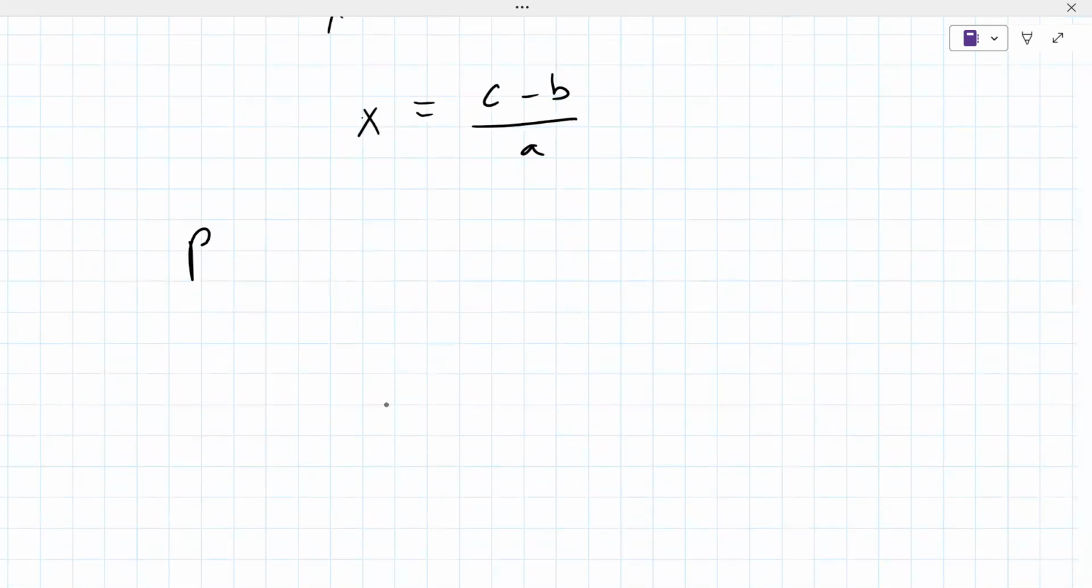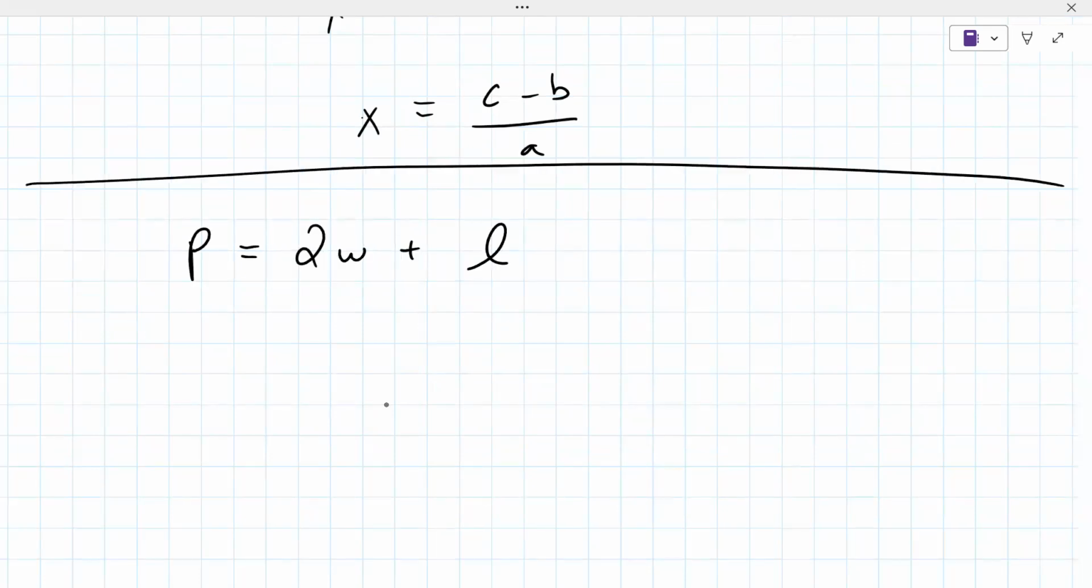All right, we're going to make this our last one because we're going to stop a little earlier today. So we want to solve for W.